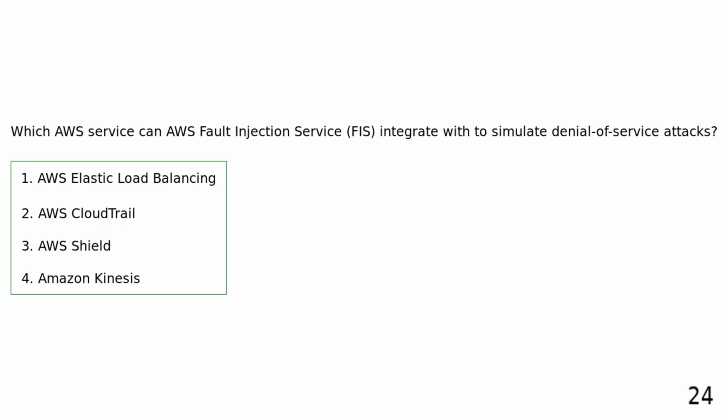Which AWS service can AWS Fault Injection Service integrate with to simulate denial of service attacks? AWS Elastic Load Balancing. AWS CloudTrail, AWS Shield, Amazon Kinesis. AWS Fault Injection Service can integrate with AWS Shield to simulate denial-of-service attacks and test DDoS protection mechanisms.